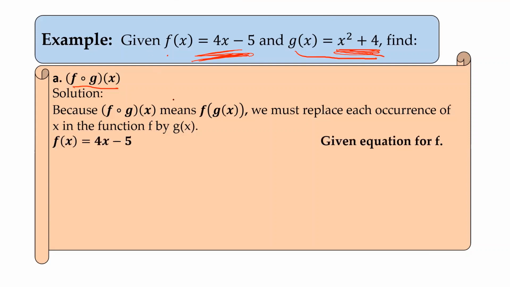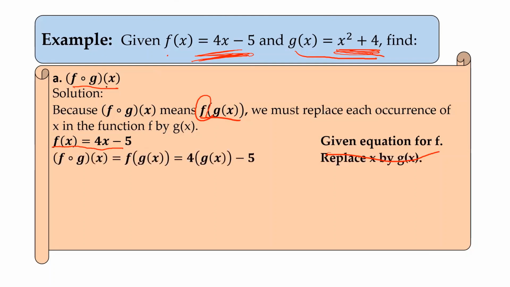First is, of course, f of g of x. Therefore, the function we will use would be the f of x, because it is the first one here, is equal to 4x minus 5. That would be the given equation for f. Now, next, we will have the definition. F composed with g of x is equal to f of g of x. This is the definition. All right?